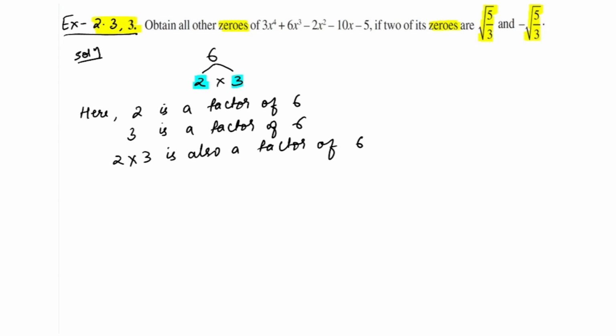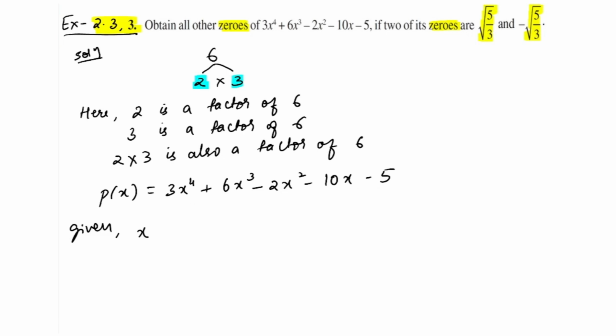In the question it is already given that this is one zero and this is one zero. Whether we say zeros, factors or roots, all three are one and the same. So, first we'll consider the given polynomial as p of x. So, p of x is 3x to the power of 4 plus 6x cube minus 2x square minus 10x minus 5. Given in the question, root of 5 by 3 is a zero. Therefore, one of the roots of this polynomial is x equal to root of 5 by 3.